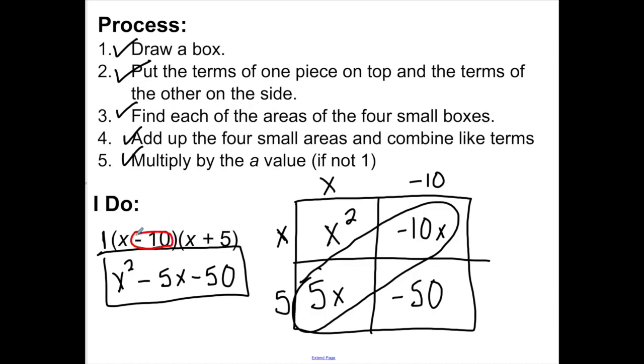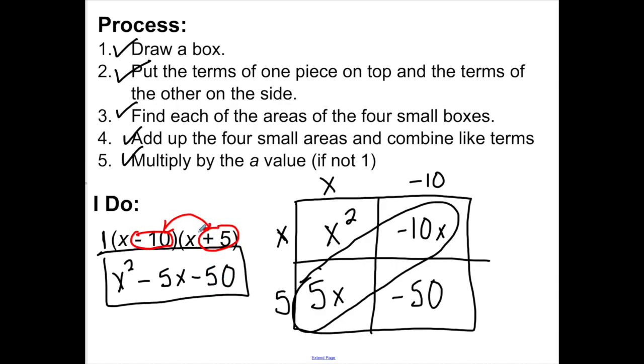Rather, how does this -10 and this 5 relate to this -5 and this -50? Well, what you might notice is that when you multiply them, you get the c value, -50, and when you add them, you get the b value.